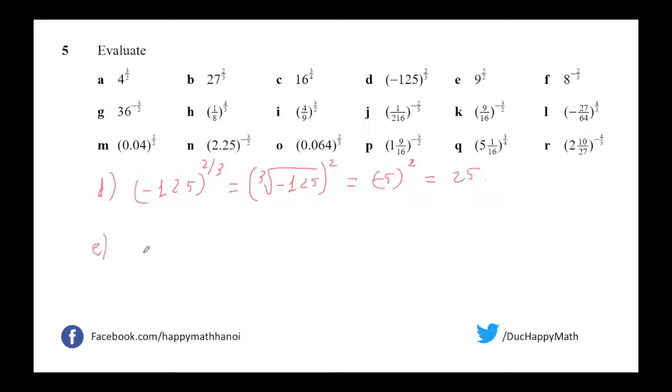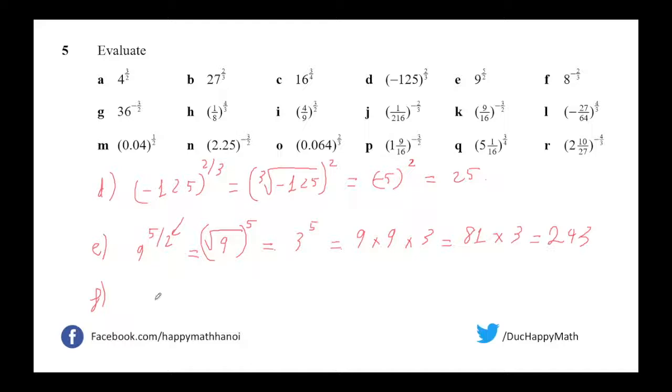Question E. 9^(5/2), so you have a 2 here. I take the square root of 9 first, and after that I take the power of 5 outside. So 3 to the power of 5, wow, it's so big. 9 times 9 times 3 means 81 times 3, which is 243.